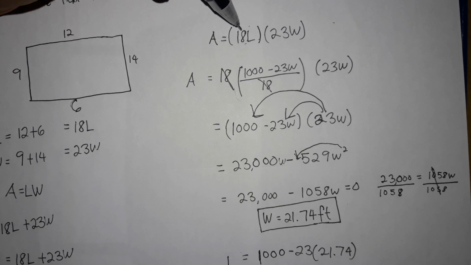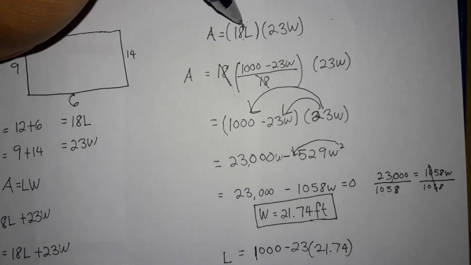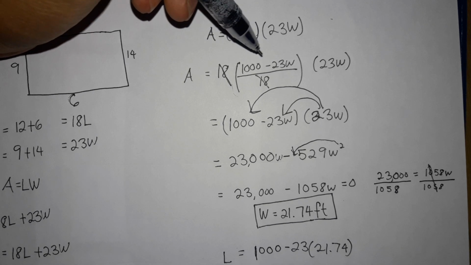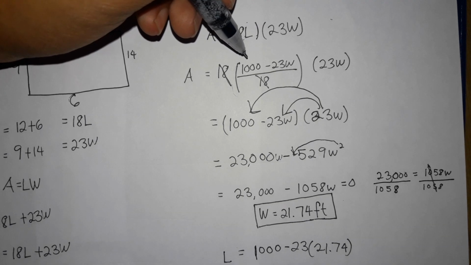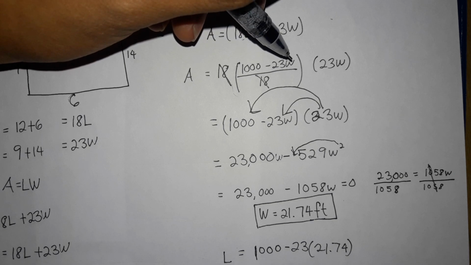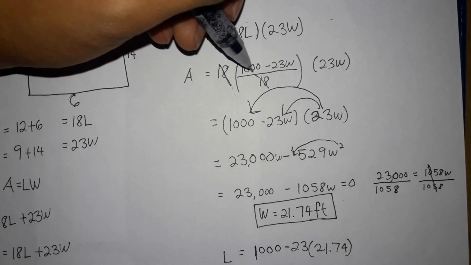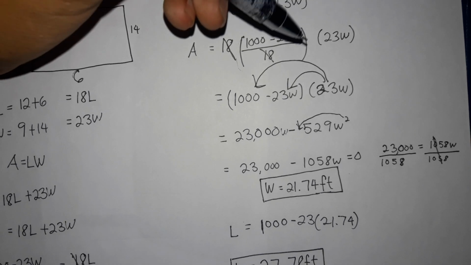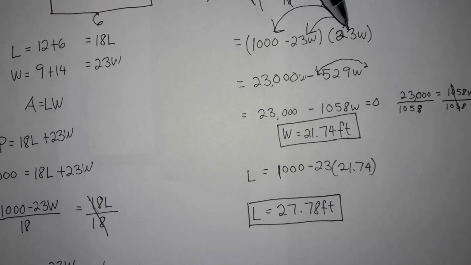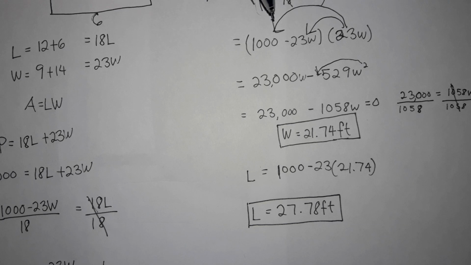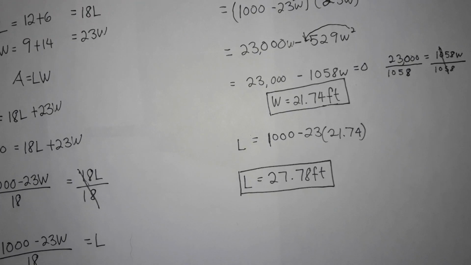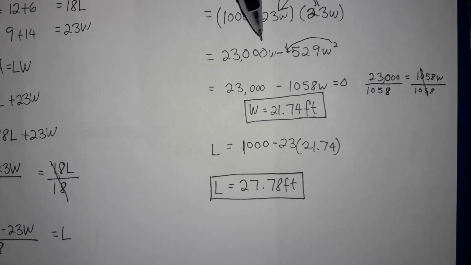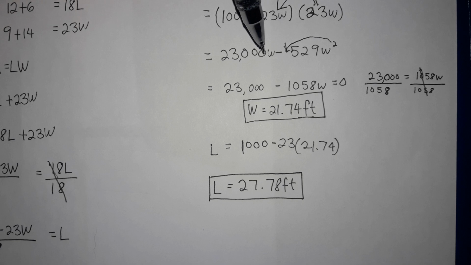Now we can use the formula, length times width. Since we have the length from what we did before, we can substitute the (1000 minus 23W) over 18 and cancel the 18. So after that, we can substitute the 23W to the 1000 minus 23W. And after that, this is what will be the result.